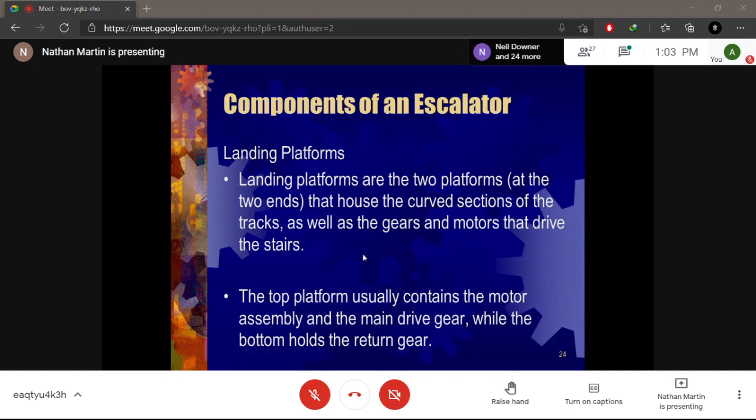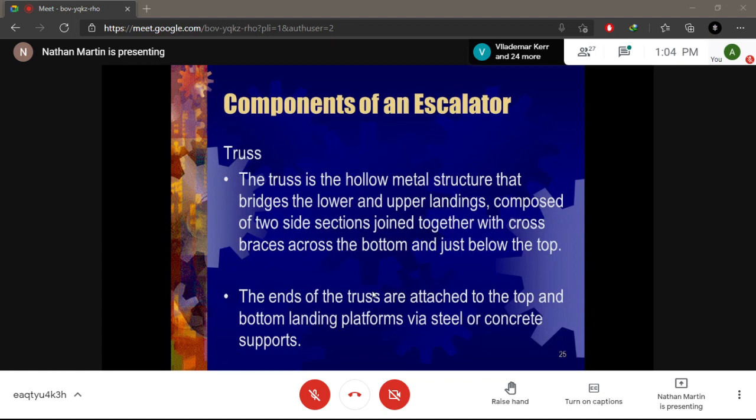That's always the curved section of the trucks, as well as the gears and motors that drive the steps, right? So we have our lower landing platform and we have our upper landing platform. The top platform usually contains a motor assembly and the main drive gear, while the bottom holds a return gear that is really just a gear, and you have your rail and your chain link on that gear, right? So your main motor, 90% of the time, will be on the top or under the top landing platform.